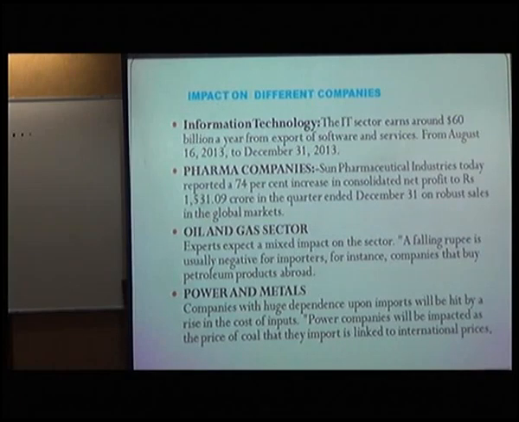Power and metals: companies with huge dependence upon imports will be hit by a rise in the cost of inputs. Power companies will be impacted as the price of coal that they import is linked to international prices.